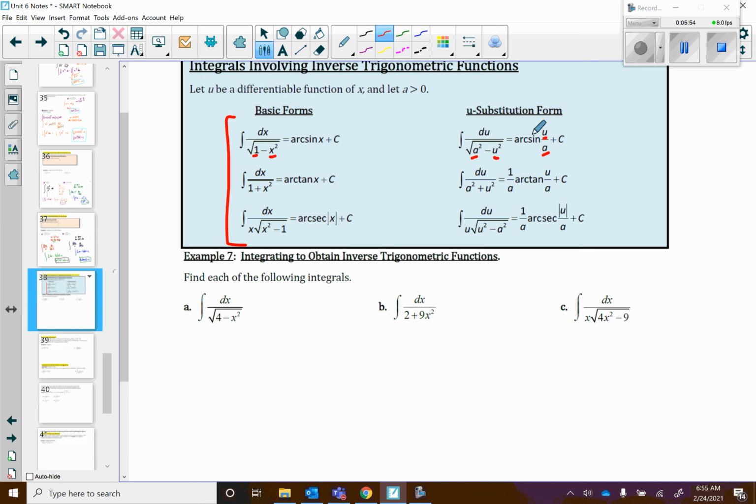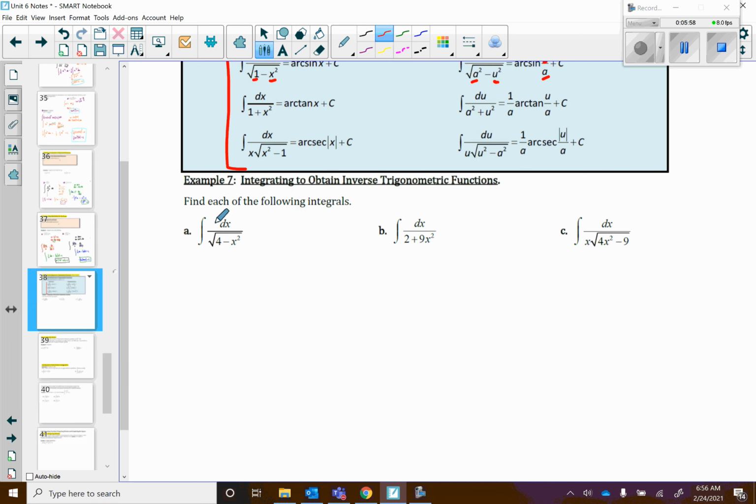So for this first one, we have the integral of 1 over the square root of 4 minus x squared. I look at this and I think the variable here, x, we're going to call that u in this case, and a, hold on, let me rewrite that.